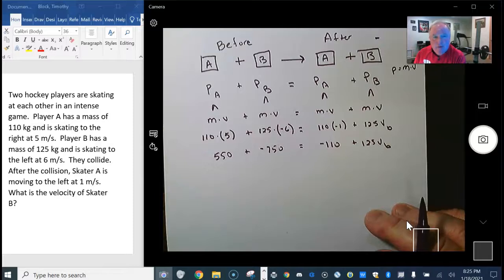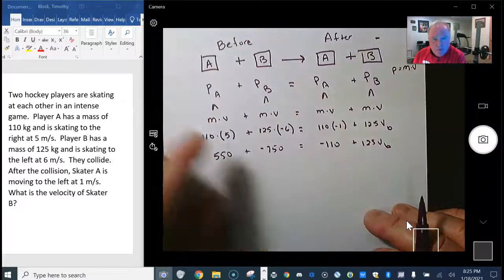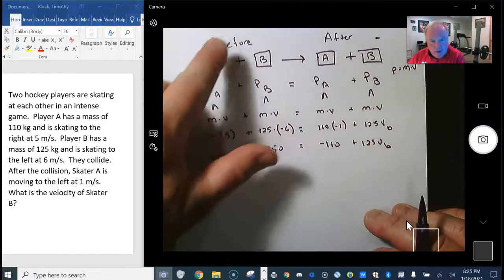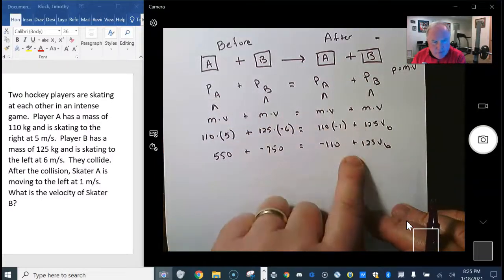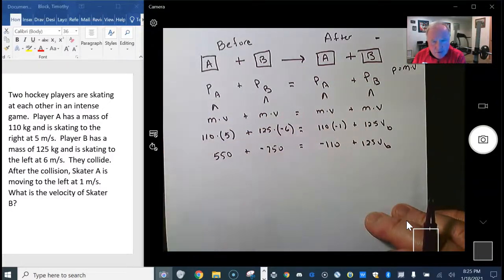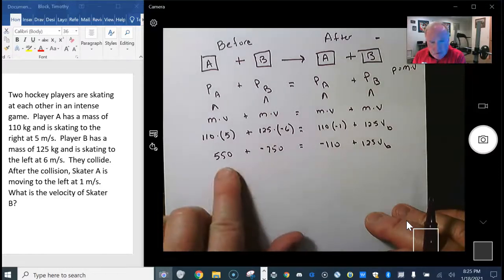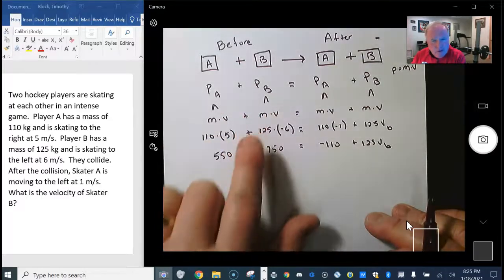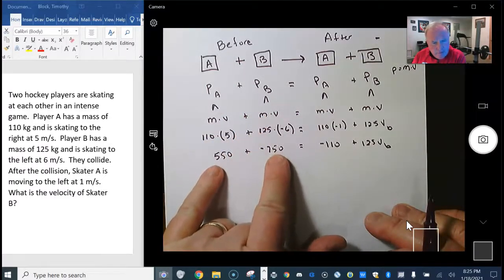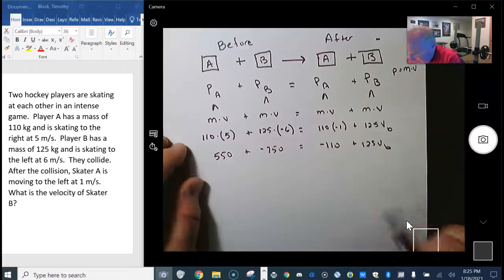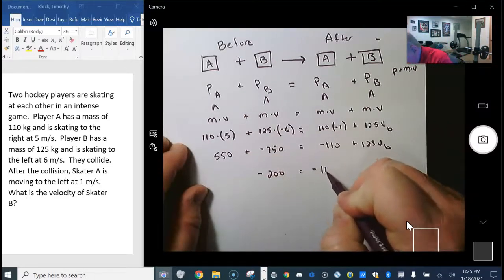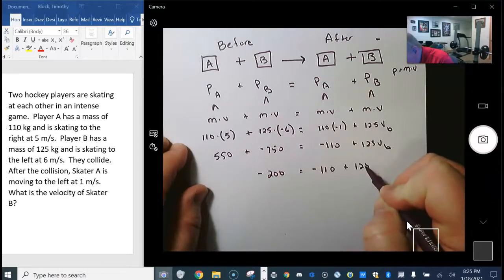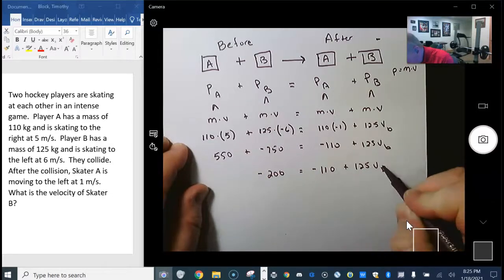All right, now see how we're moving down. Okay, we can see everything that we're doing, and we can follow through to make sure that we didn't make any mistakes. Okay, we can check our information. So now we can just start combining things. So now that we're still in our columns, we're going to be saying, okay, what's 550 plus negative 750? That's a negative 200 equals negative 110 plus 125 v of b.